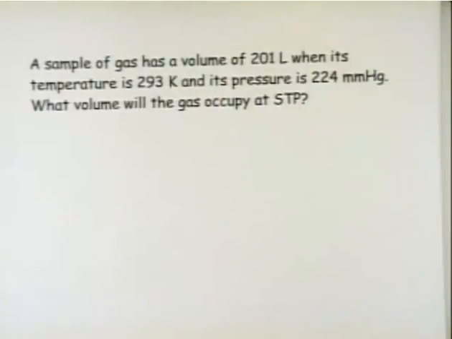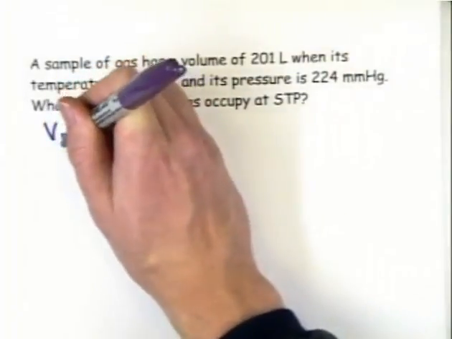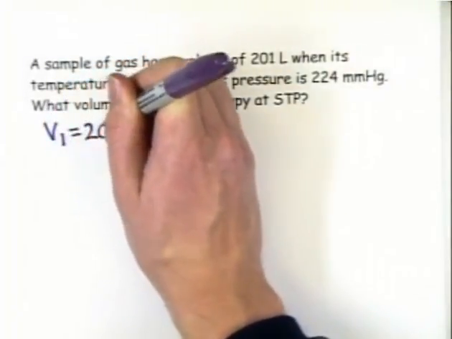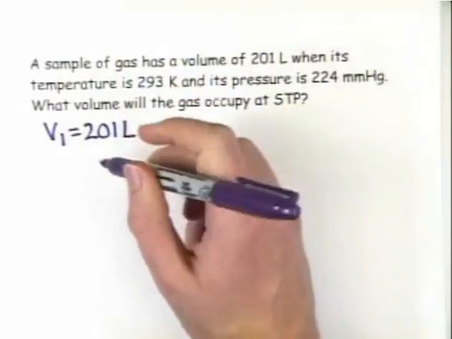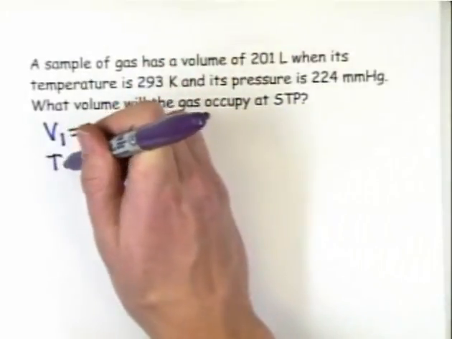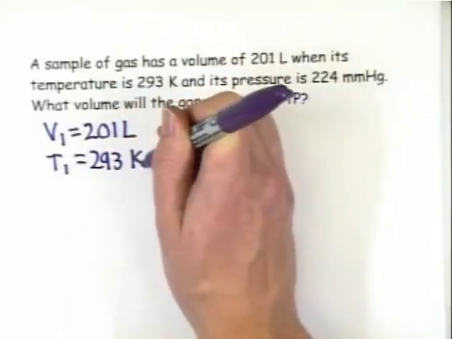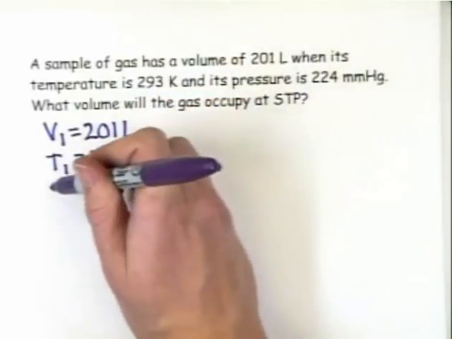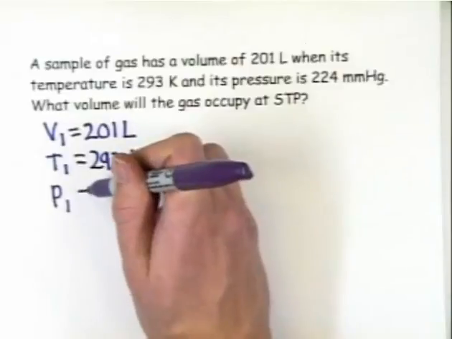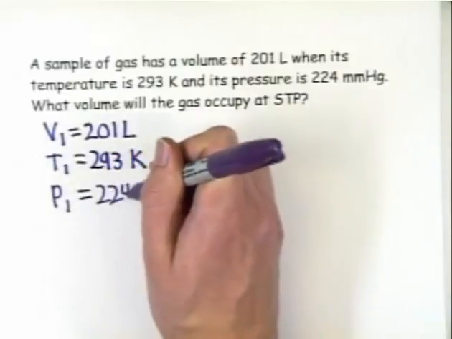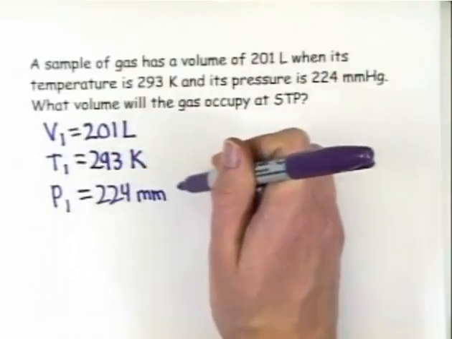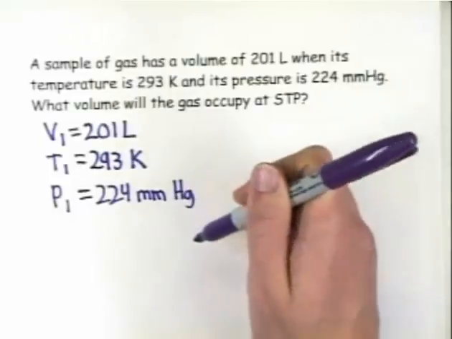After you read the problem, what should you do first? The first thing I'm going to do is write down what I know. I know that V1 is 201 liters. T1 is 293 Kelvin. And P1 is 224 millimeters of mercury. That's a great start. What else do you know from the problem?